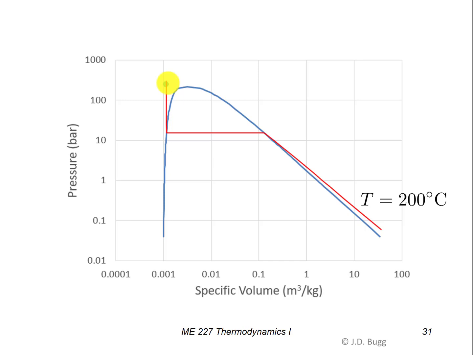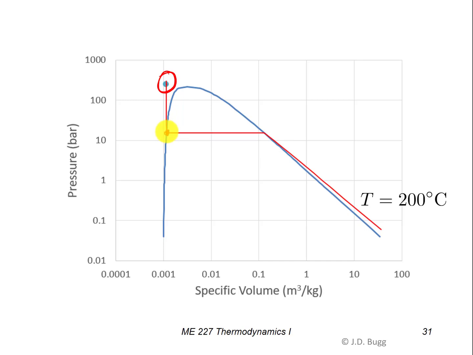Now, the reason that I've plotted this to scale is to show you if our actual conditions are right here, so clearly in the liquid region, we can approximate the properties at that location by the properties at this location.